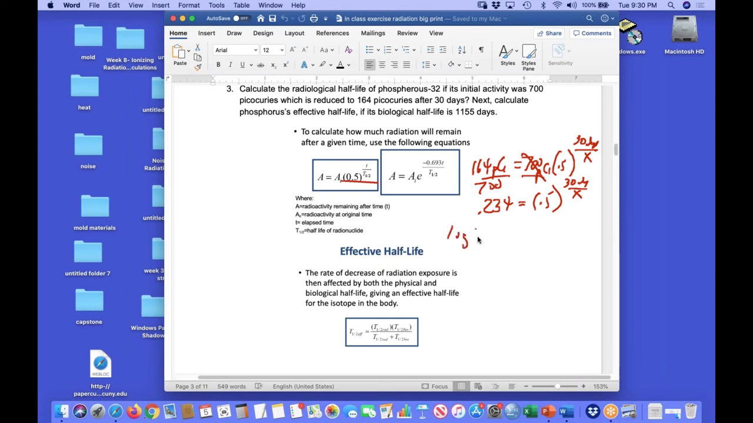Logarithms. Okay, log of 0.234 is equal to 30 days over x times the log of 0.5. Anybody with a calculator that calculates logs? Log of 0.234 equals negative 0.63. That's more like a slide rule answer than a calculator answer, but that's okay. I'll take it. It's equal to 30 days over x times, what's the log of 0.5? Negative 0.3.